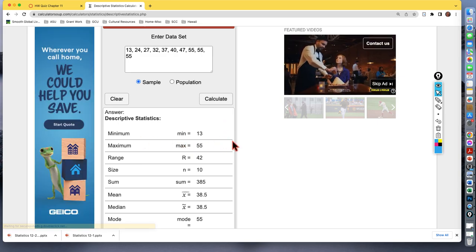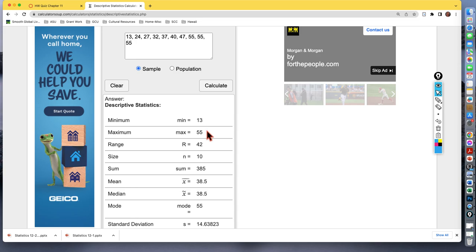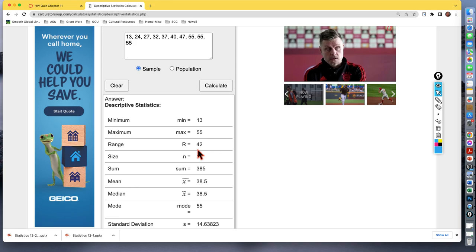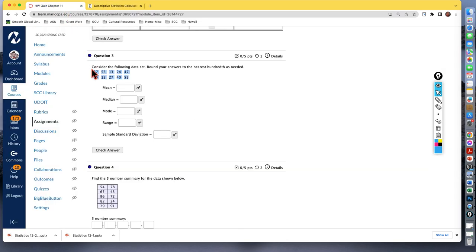But notice we've got all the data we need. It gives us the minimum and maximum values. So there's 13 was the smallest, 55. But it didn't ask for that. It did ask for the range, right? Range is taking the biggest piece of data, subtracting the smallest. So if you took 55 minus 13, you would get 42. So we can come back here, range, we could go ahead and put 42 because it got it for us.